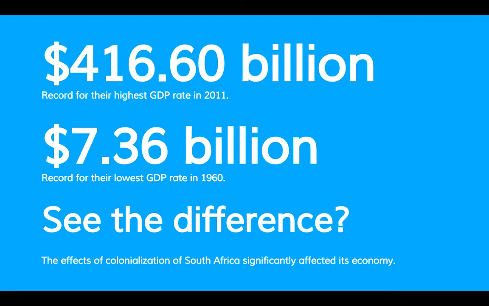South Africa's highest GDP rate was in 2011, as it was 416.6 billion US dollars, and its lowest was in 1960, which was 7.36 billion US dollars. This shows that South Africa progressed immensely after achieving their independence, therefore, colonization can be seen to have a negative effect on South Africa's development.